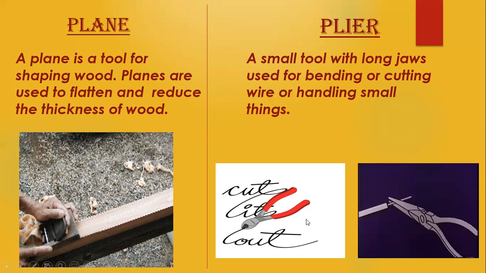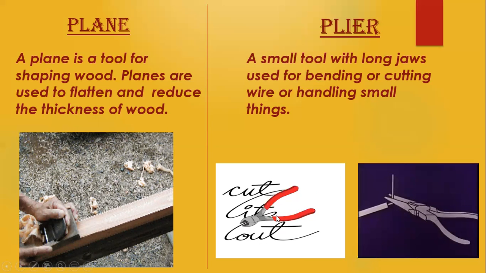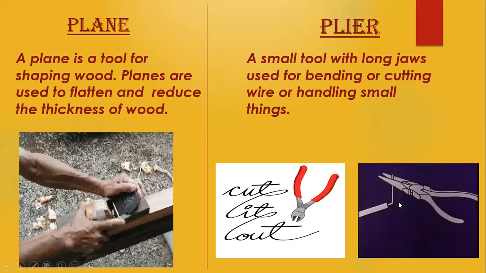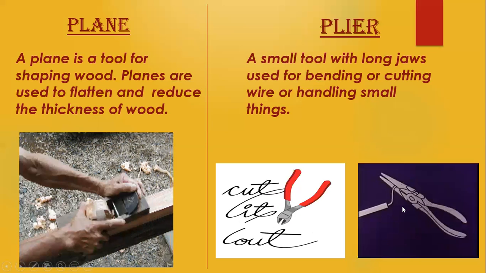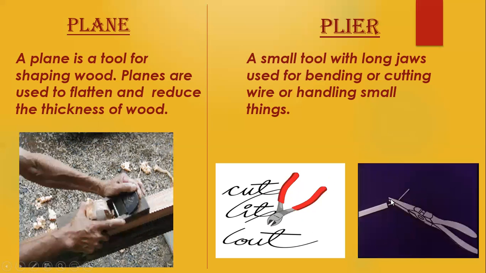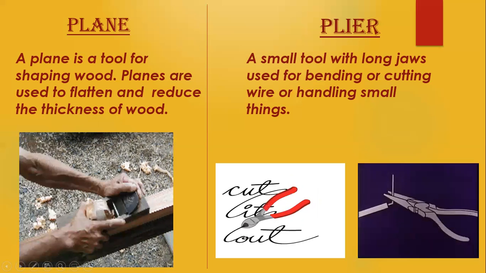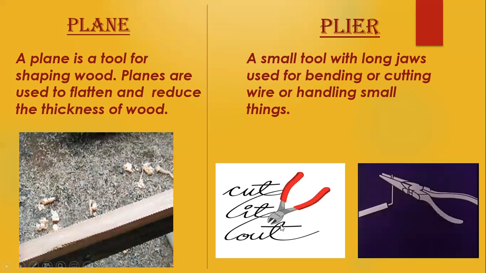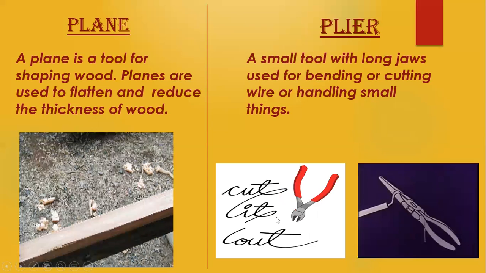Okay, children, pliers are used for these things: for bending or cutting wire, or you can also hold small things with them, like nails or small pieces of metal. These are called pliers.